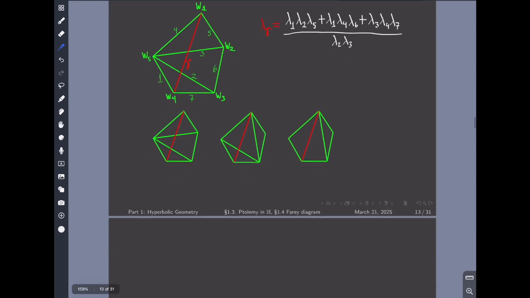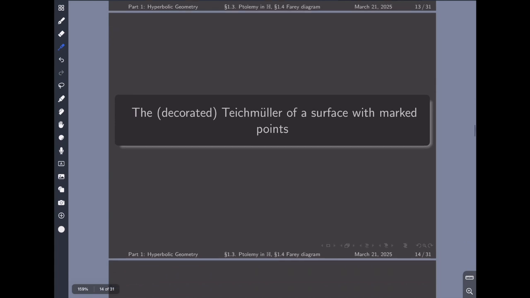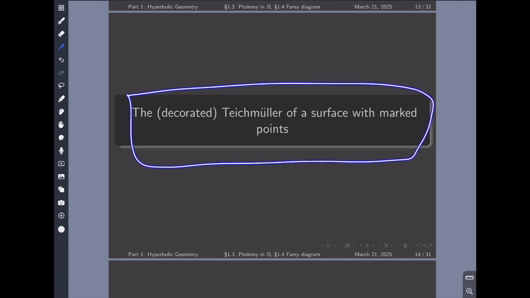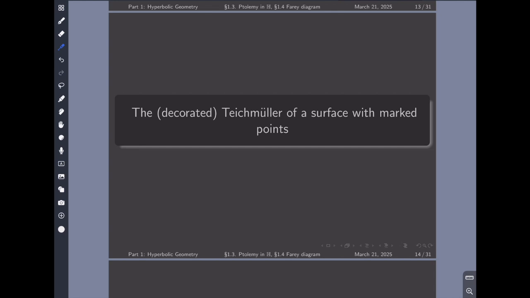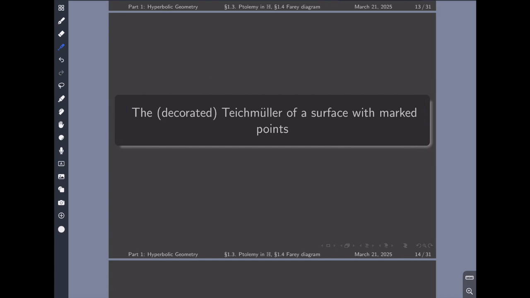Now I don't know if I have 41 minutes. The point, and this is probably what makes what I've said so far interesting, is that the story can be adapted to treat surfaces with marked points.